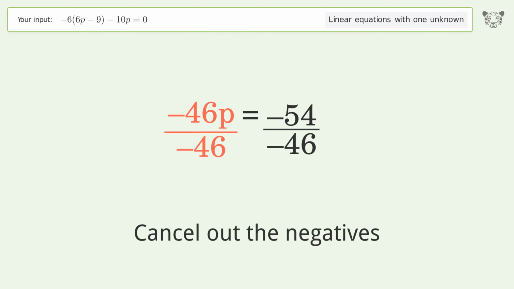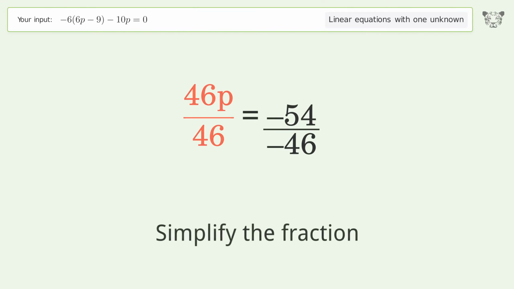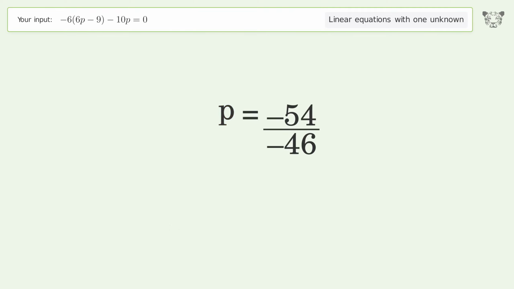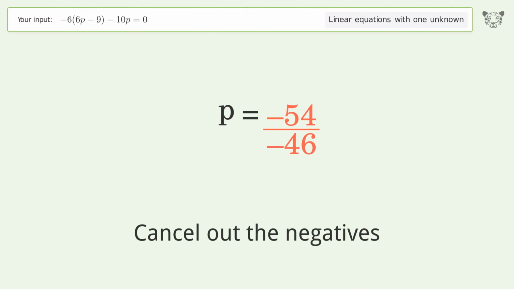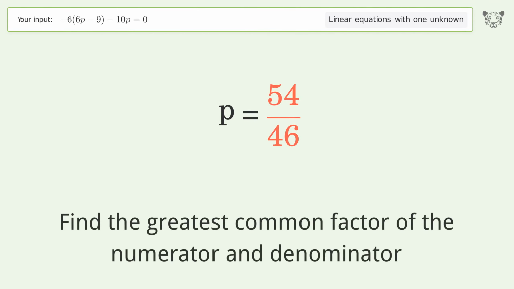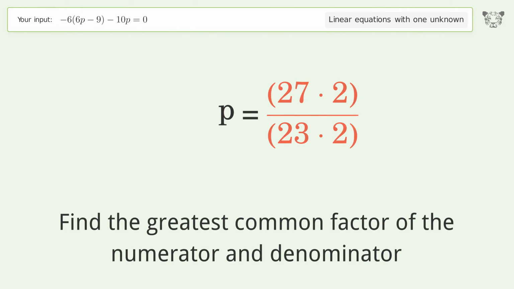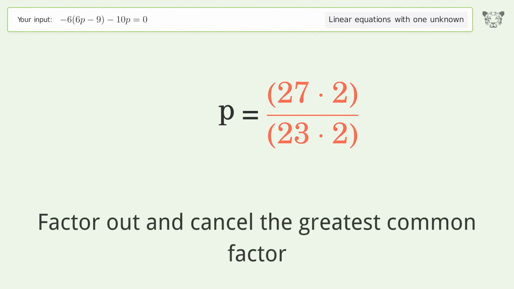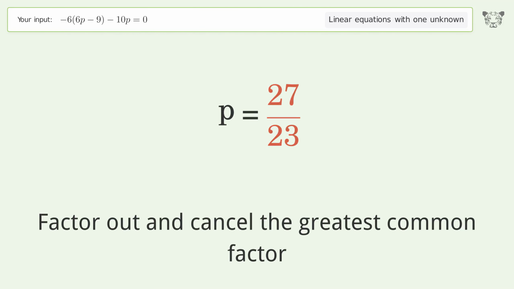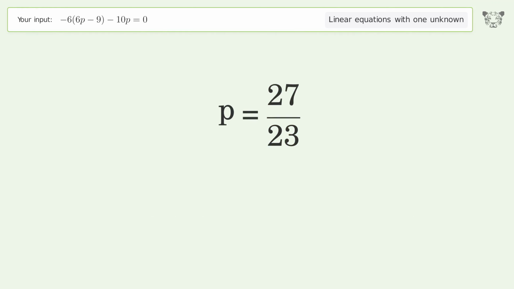Cancel out the negatives. Simplify the fraction. Cancel out the negatives. Find the greatest common factor of the numerator and denominator. Factor out and cancel the greatest common factor. And so the final result is p equals 27/23.